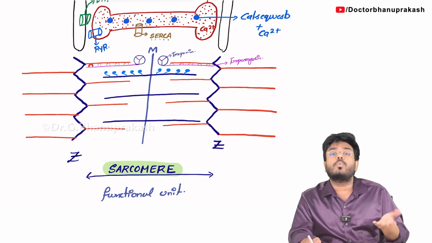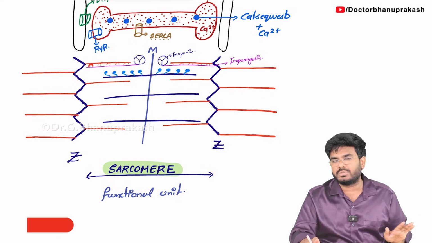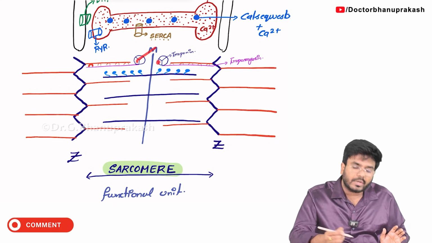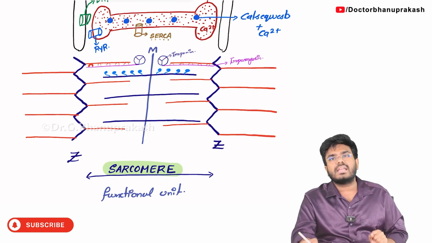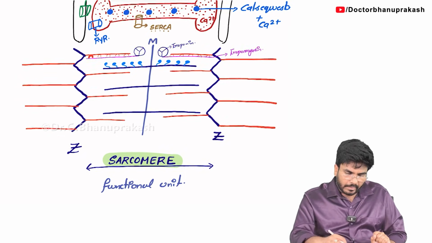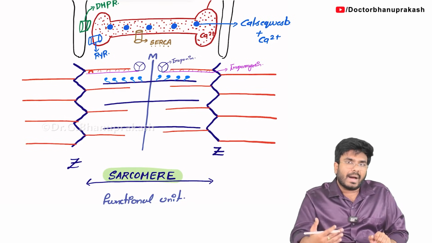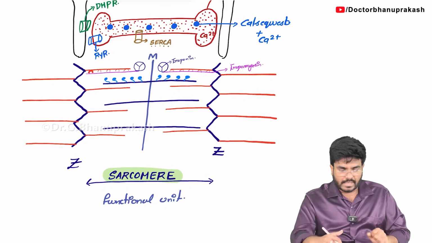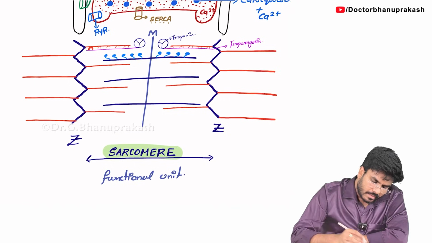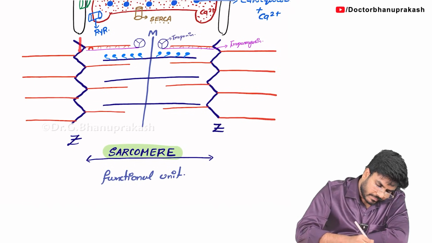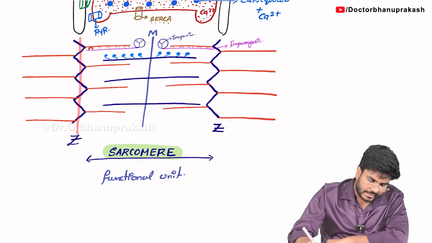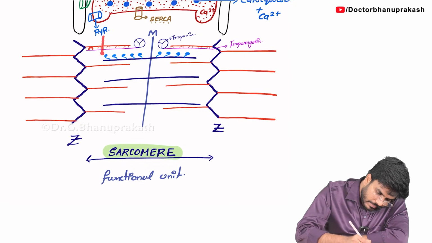What is the function of tropomyosin? Tropomyosin covers the active sites. And what is the function of troponin? I will tell you, it will bind with the calcium. So now, let me tell you more parts of the sarcomere. Guys, listen carefully. See, the area between this Z line from here, till here, guys, till here.